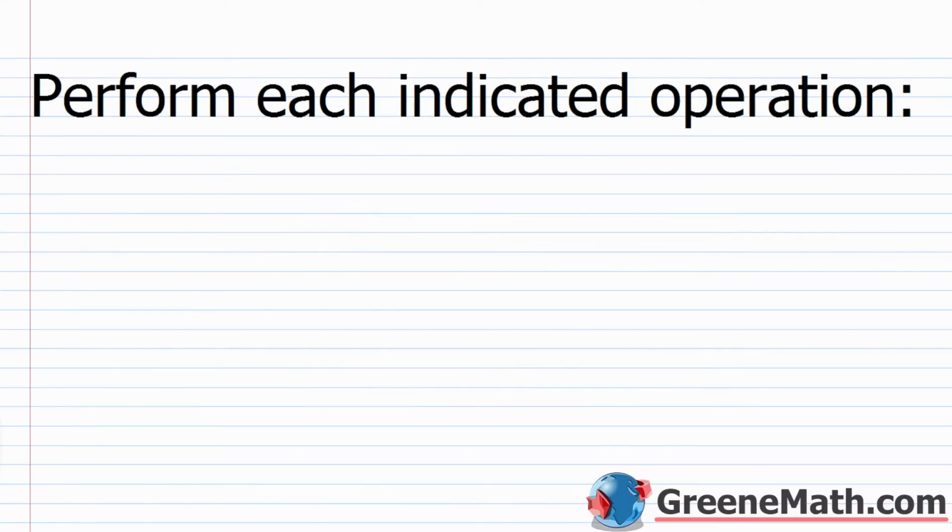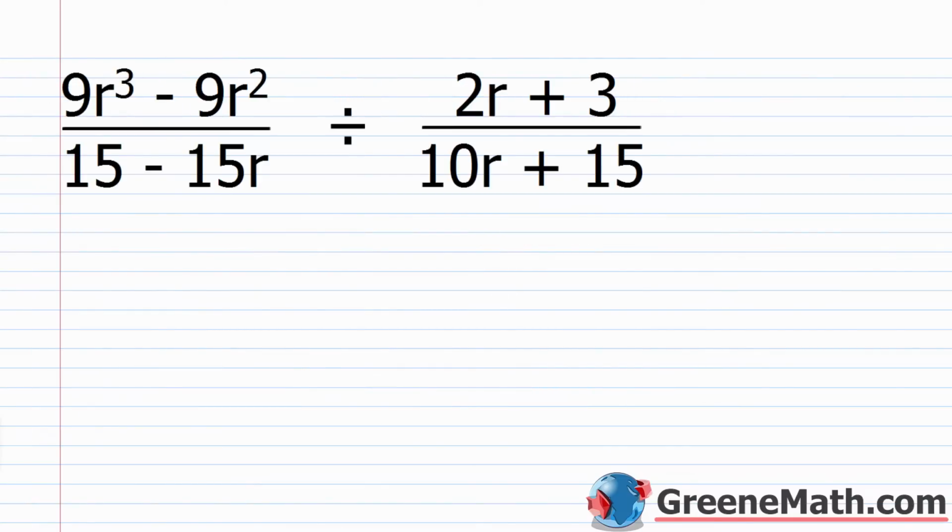All right, so we want to perform each indicated operation. So we're looking at 9r cubed minus 9r squared over 15 minus 15r. And this is divided by 2r plus 3 over 10r plus 15. All right, so for the first rational expression, we're going to leave that just as it is. Now I'm going to factor it just so that we can see what we can cancel in a minute.